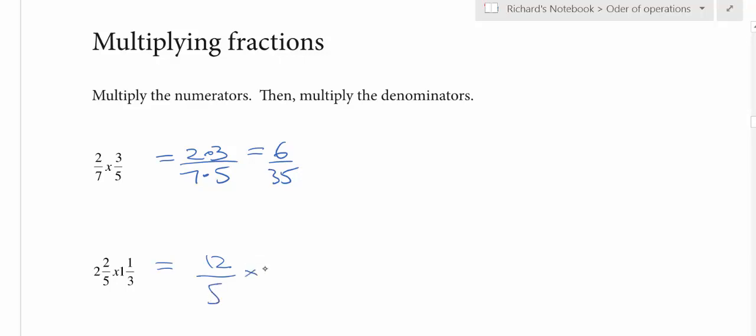Okay, and then this is times 1 and 1/3. Well, 1 times 3 is 3, plus 1 is 4. So that becomes 4/3. Okay, so I can put this over one big happy fraction bar. So I've got 12 times 4 over 5 times 3. Oh, okay. Well, I can just multiply this out, and I'm going to show you a trick. First of all, let me multiply it out.